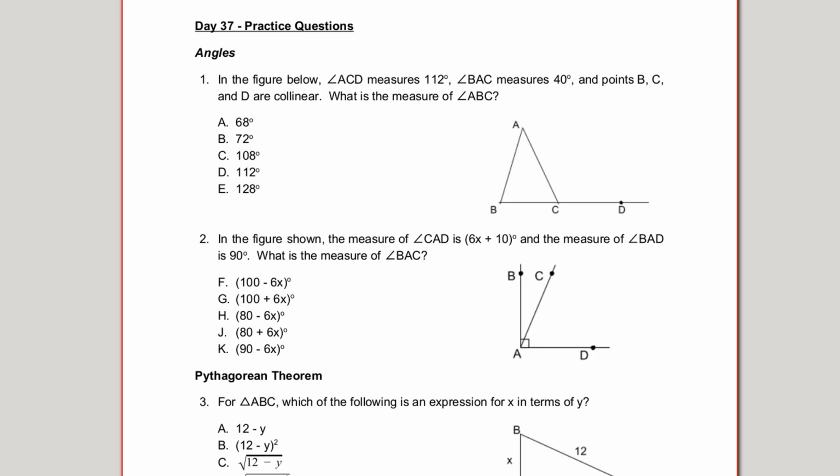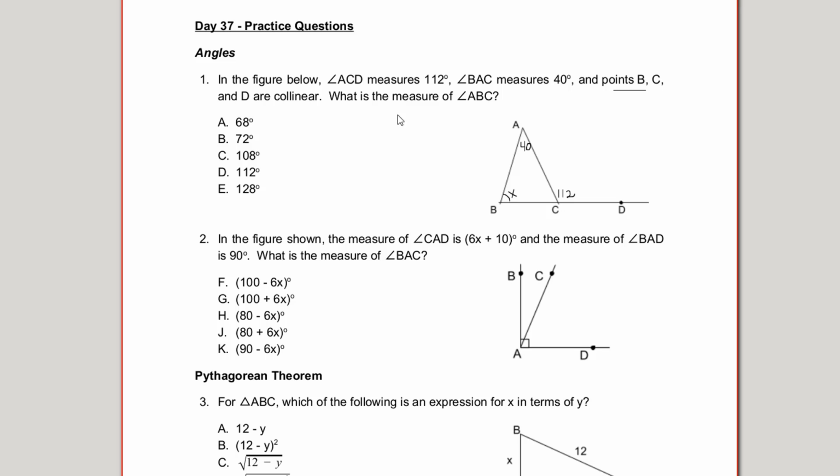Question number 1 says, in the figure below, angle ACD measures 112 degrees. So let's label that 112. Angle BAC measures 40. And points B, C, and D are collinear. What is the measure of angle ABC? And so we're looking for this angle right here.